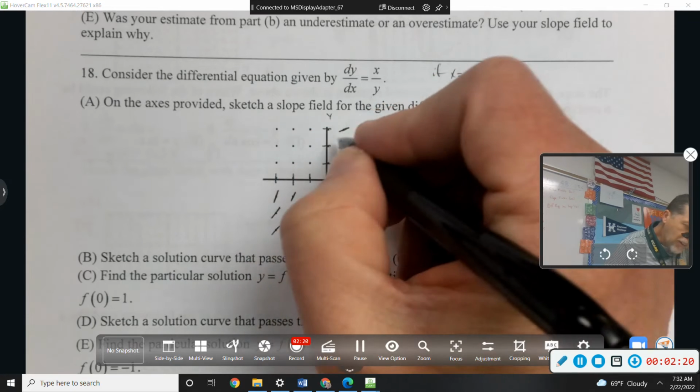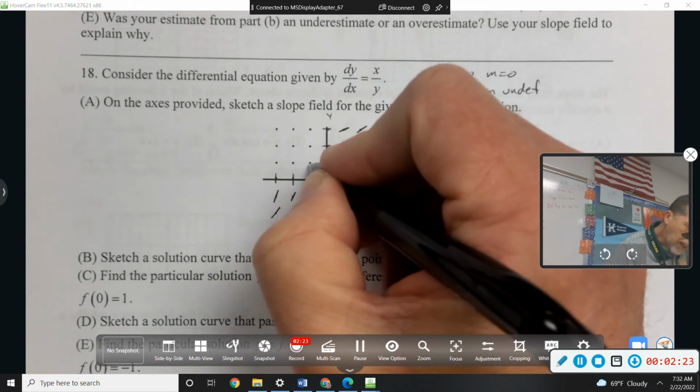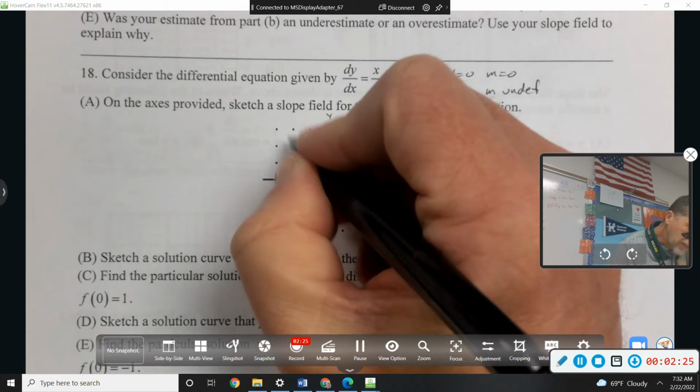Okay, second quadrant. So one of them is negative. So all those slopes will be negative.